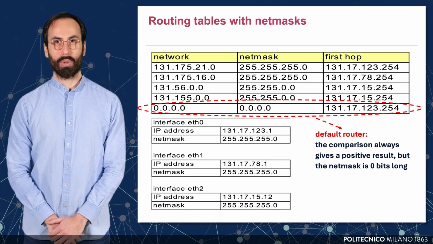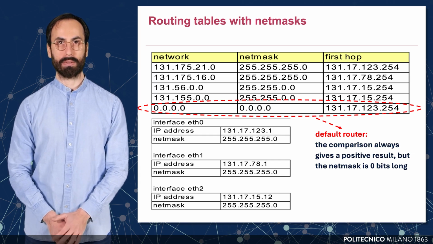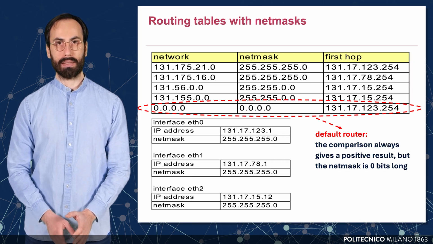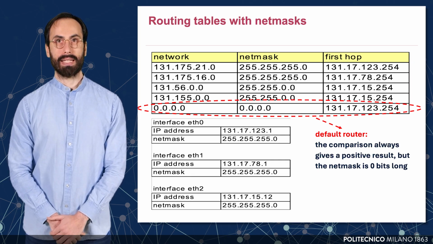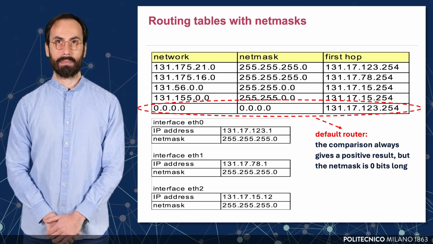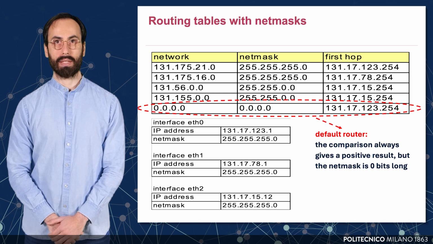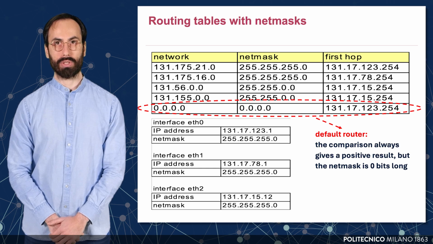This example shows a more detailed routing table listing network prefixes, net masks, and the corresponding next hops. When a router receives a packet, it tries to match the destination IP against each row by performing a bitwise AND with the net mask. If multiple rows match, it chooses the most specific one, the one with the longest prefix. But what if none of the rows match? That's where the default route comes in.